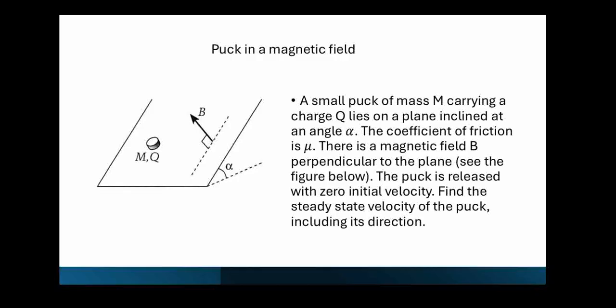So the problem is this, and it is immediately obvious that if mu is greater than or equal to tan alpha, we have nothing to do here. The puck won't move at all. So we will examine the case when mu is less than tan alpha, because in that case the puck will be moving.